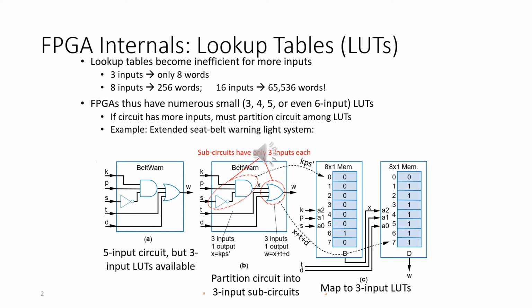In this way we have implemented the partial truth table in the first lookup table, and the rest of the truth table in the second lookup table. So, mapping to 3 input LUTs, we have mapped the 5 input circuit to 3 input LUTs like this.